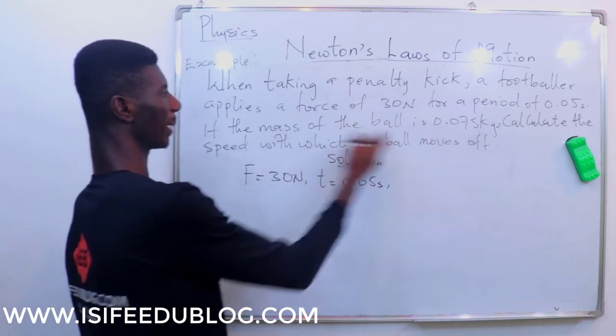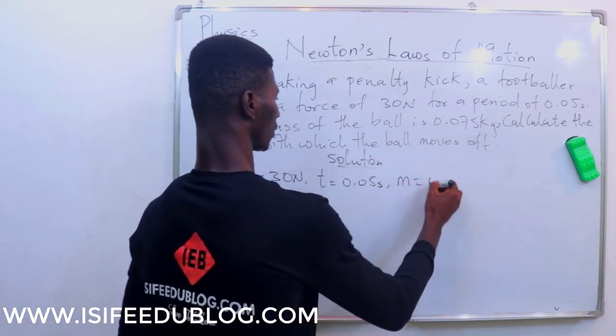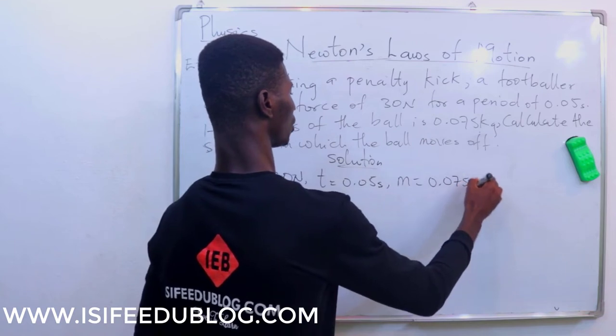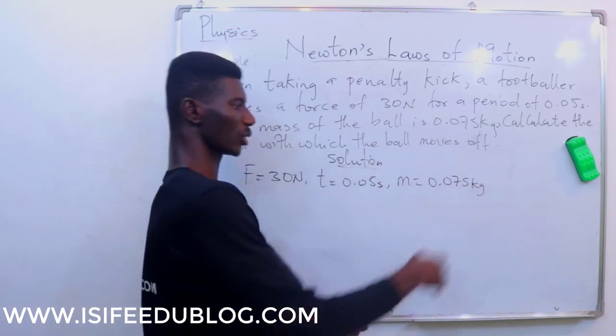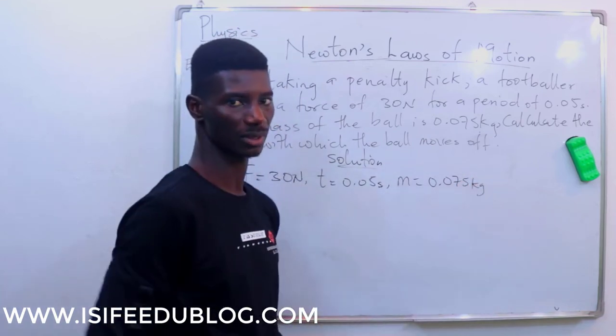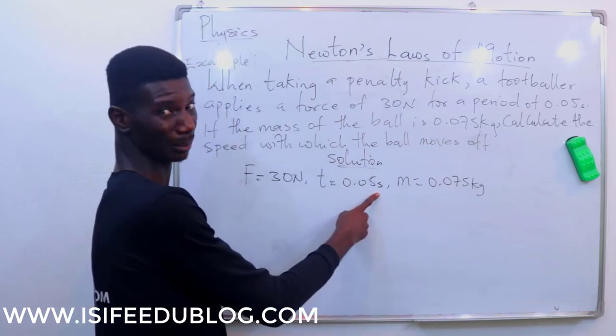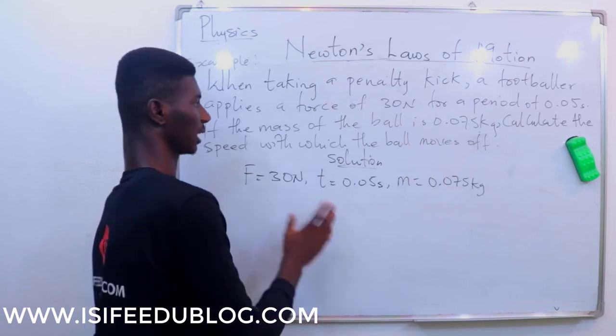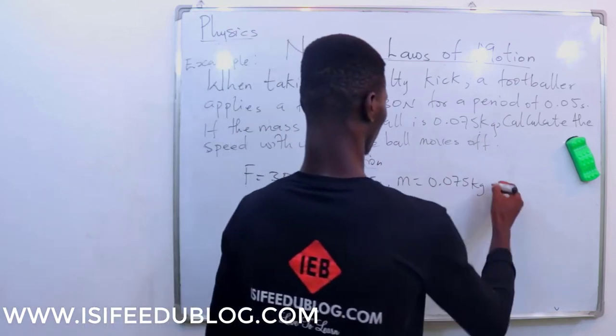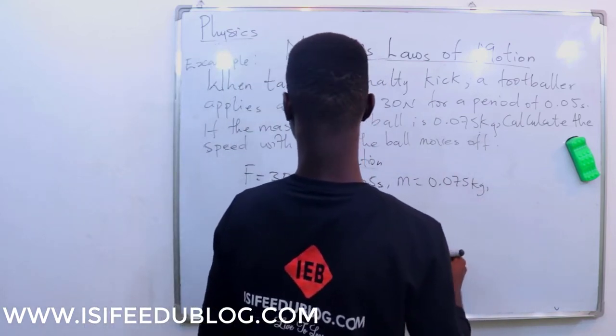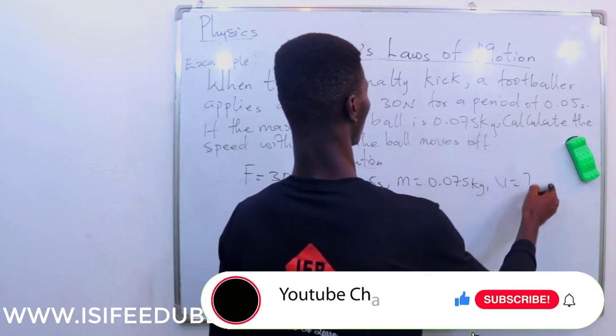We have the mass, M, 0.075 kg, also in the correct unit. If this is not in kg, if it's in grams, convert to kg. If this is not in seconds, if it is in minutes, hours, convert, then this is properly the way it is. Now, then what else do we have? We are looking for what? V.